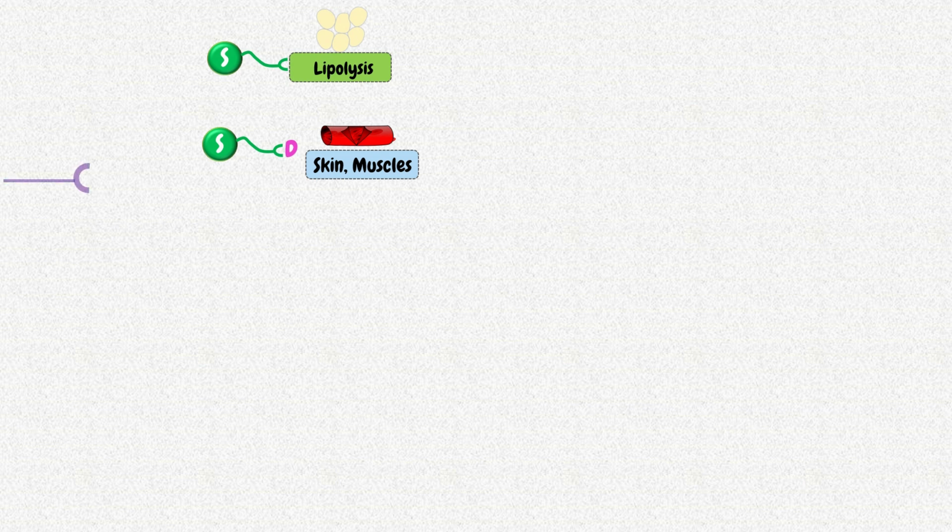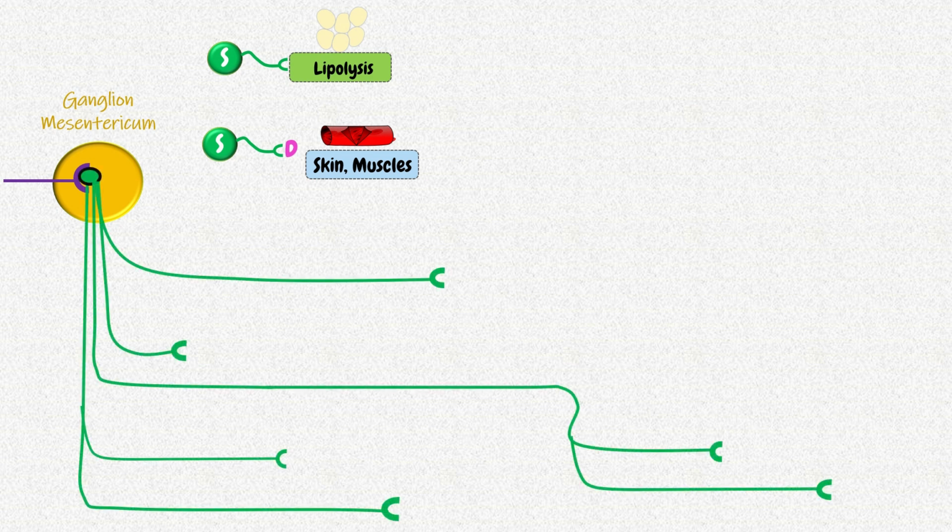These are preganglionic cholinergic nerves. Then there is the ganglion mesentericum. These are postganglionic adrenergic nerves. Its effect on the genitals is ejaculation through alpha-1 adrenoceptor. It causes contraction of blood vessels of the skin.